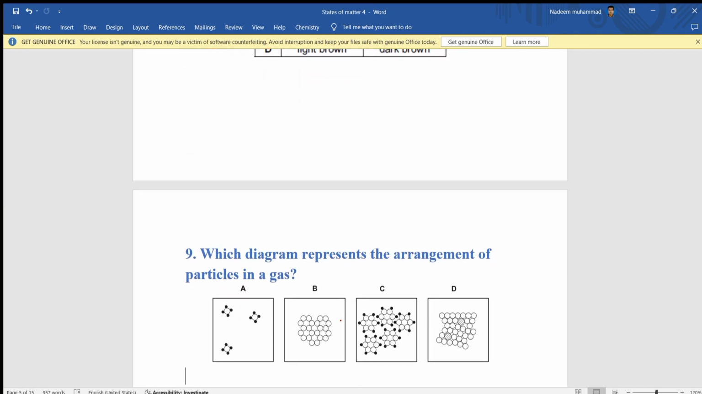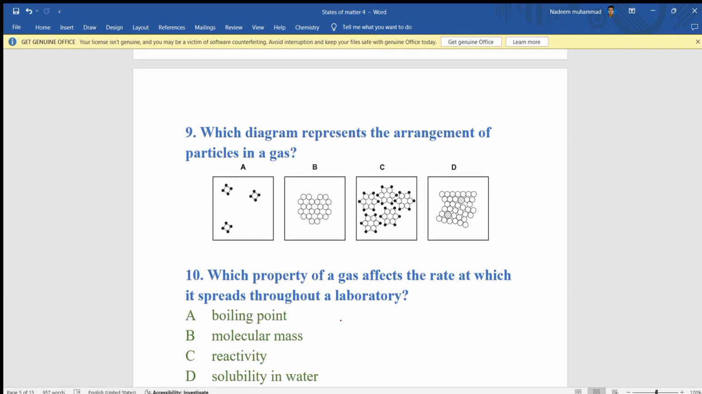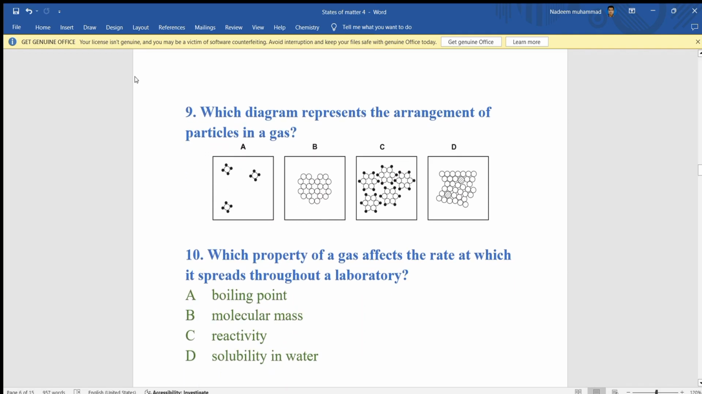Ninth is, which diagram represents the arrangement of particles in a gas? In a gas, we know the distance between the particles is maximum. So option A is the correct one. Which property of a gas affects the rate at which it spreads out? Means its rate of diffusion. And rate of diffusion depends on molecular mass.